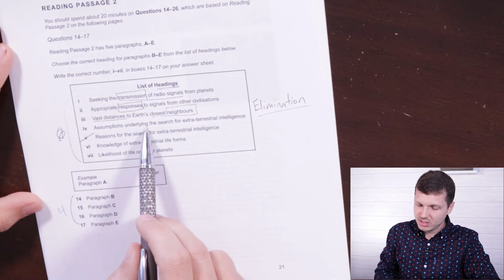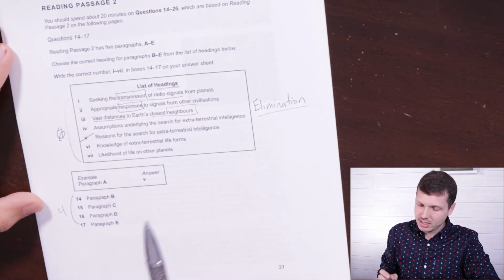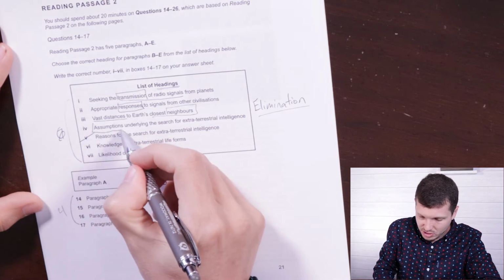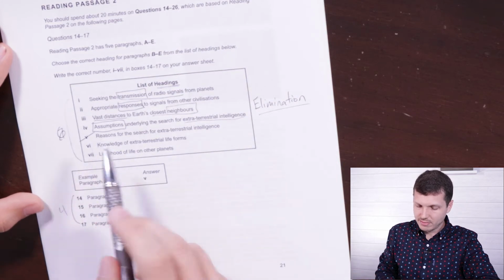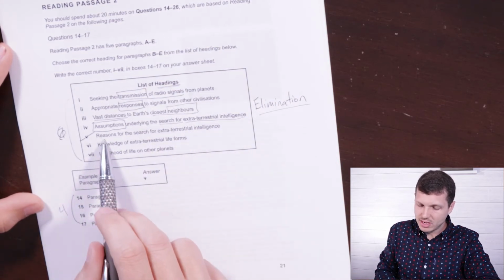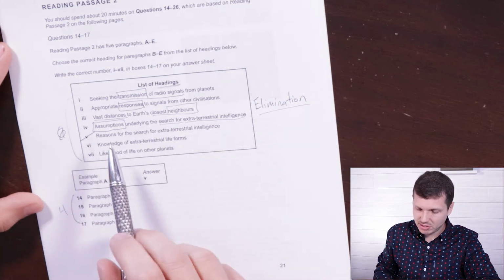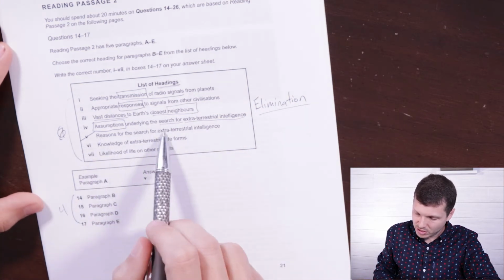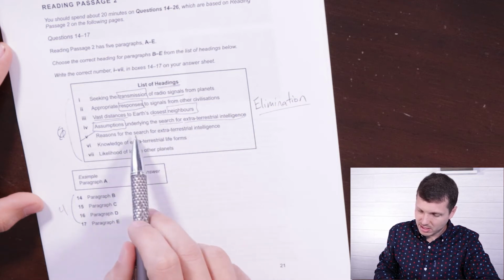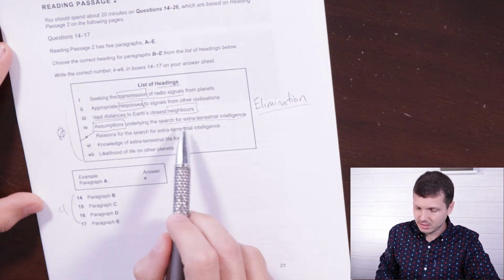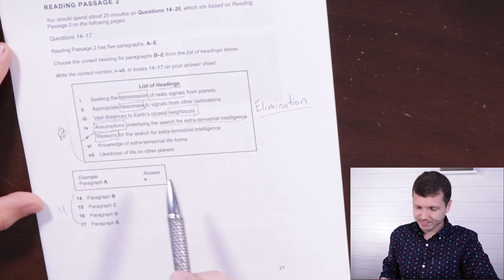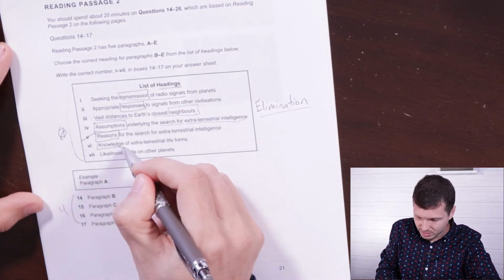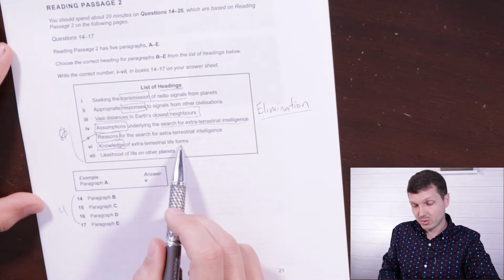4, assumptions underlying the search for extraterrestrial intelligence. Assumptions. Extraterrestrial intelligence. 5, search for. 5 reasons. We used it, but let's do the keywords anyway. Reasons for the search for. So this one's pretty much the same. Search for extraterrestrial intelligence. That is a tongue twister, right? But reasons. Number 6, knowledge of extraterrestrial life forms.